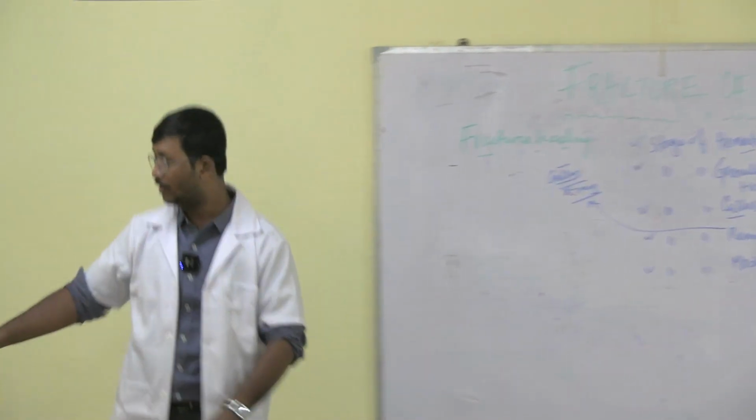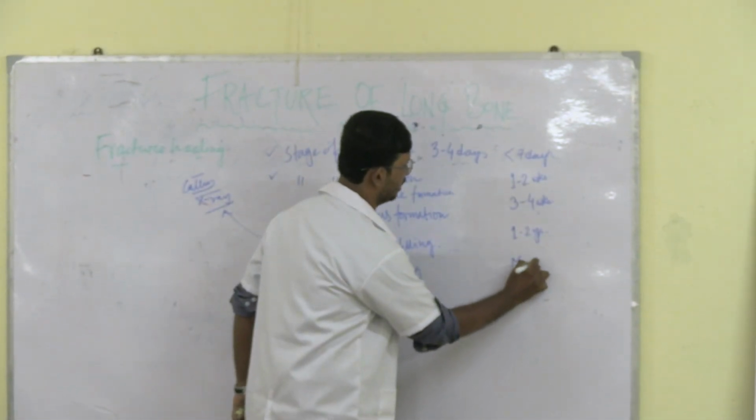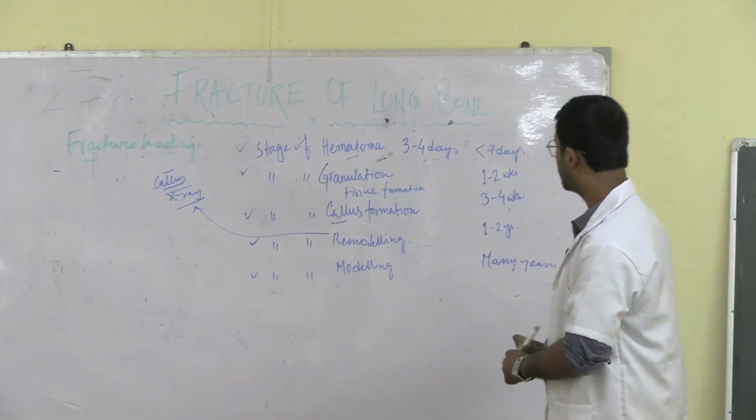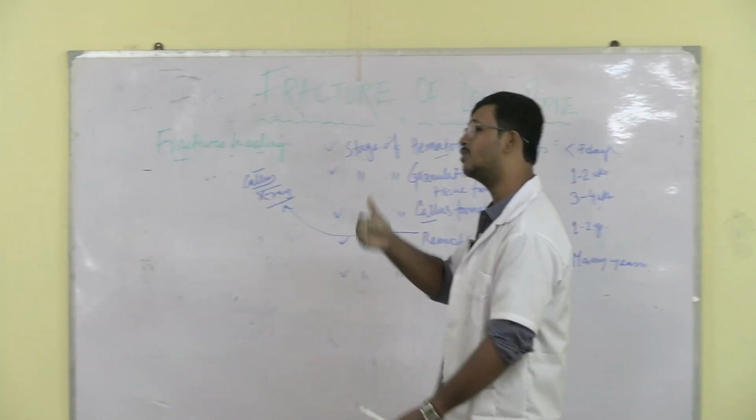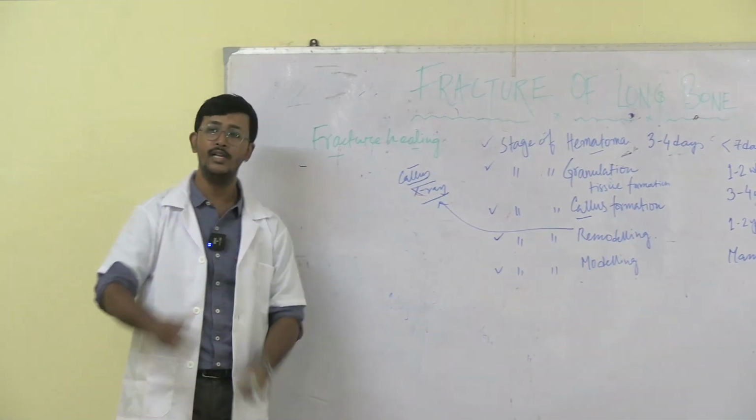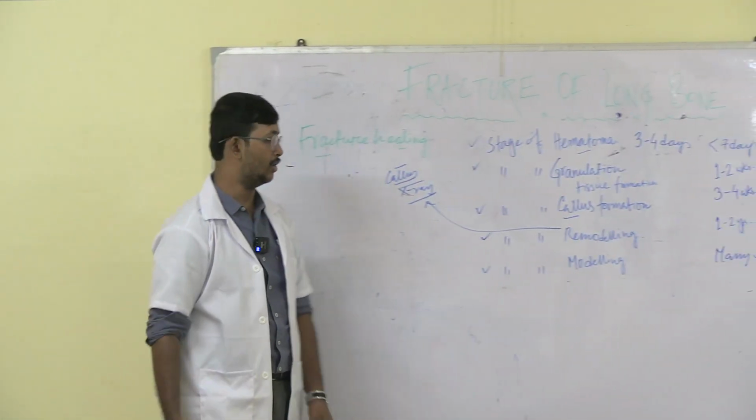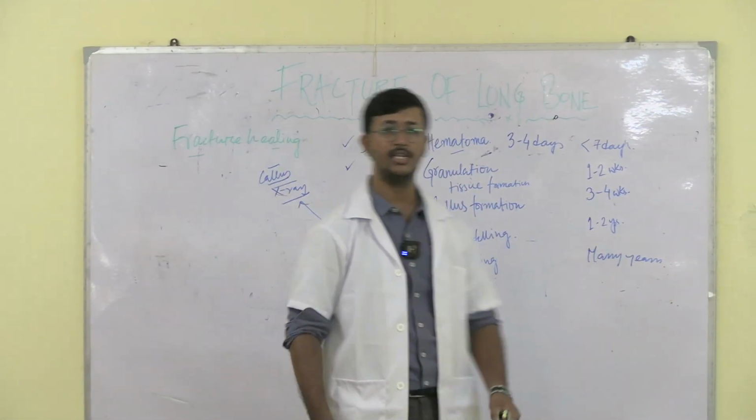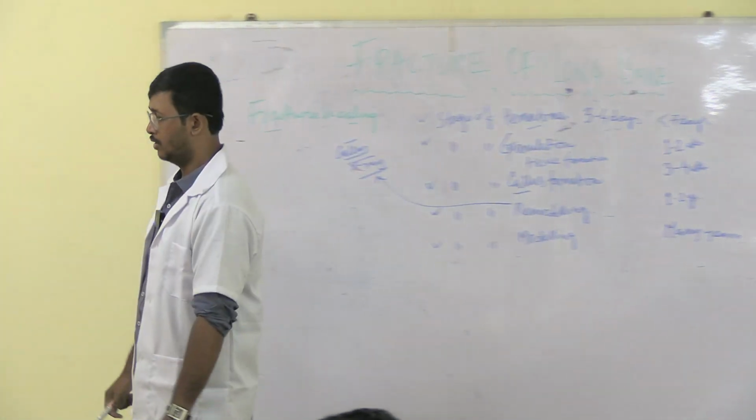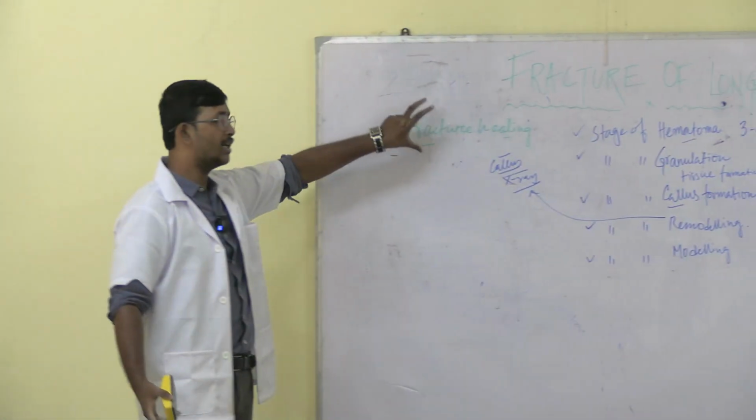And that stage of remodeling takes many years. Why? What is the stage of modeling? Here you cannot differentiate a fractured bone from a normal bone. That is this stage of modeling. It takes 5 to 10 years to go to that stage, or more than that also. At that stage, if you take out an X-ray, you cannot differentiate a broken bone from a normal bone. So these are the 5 stages of a fracture healing.